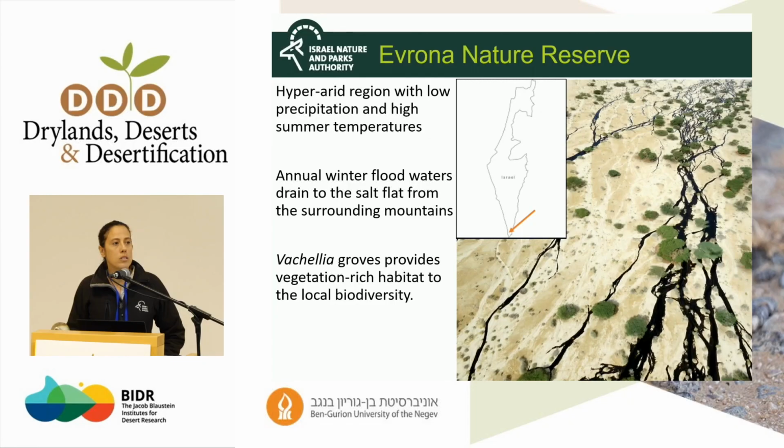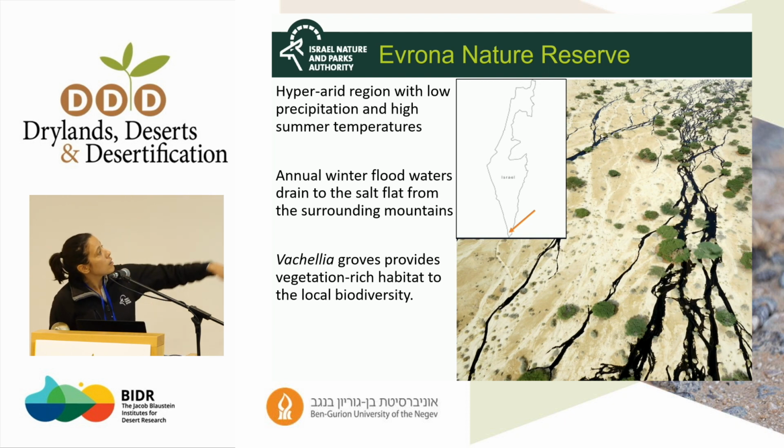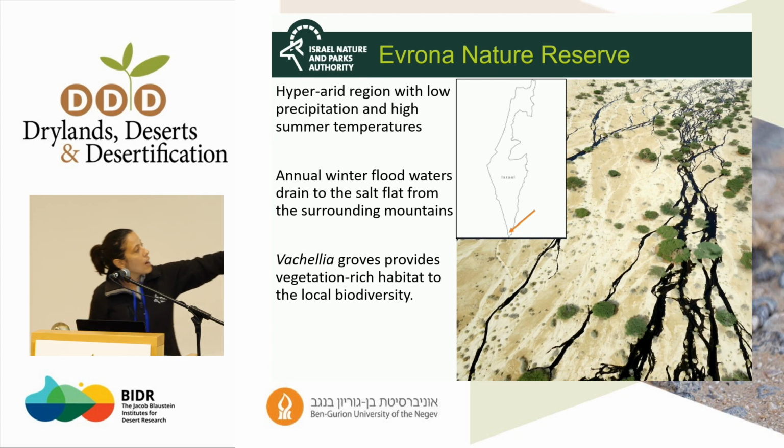The Evrona oil spill happened in part of the nature reserve, in the hyper-arid region really close to Eilat in the south of Israel. We're talking about an average of approximately 20 millimeters of rain. This area is so arid that it only receives its water from annual floods. And because of that, we have this, I'll go there later.